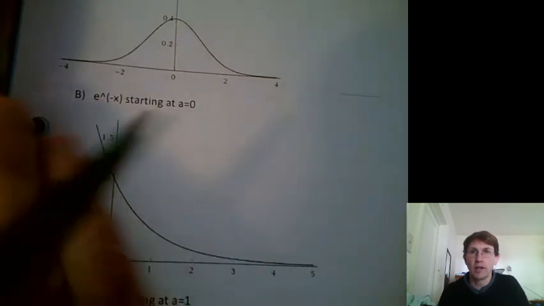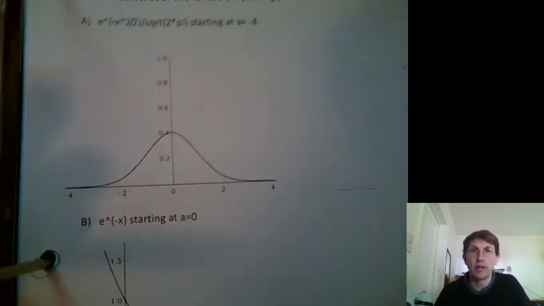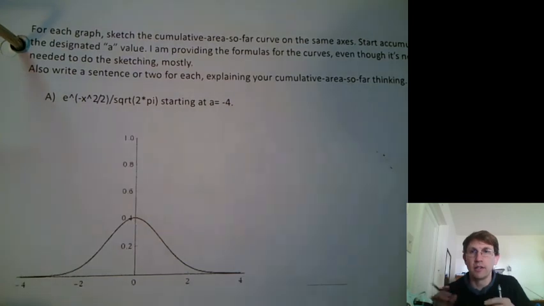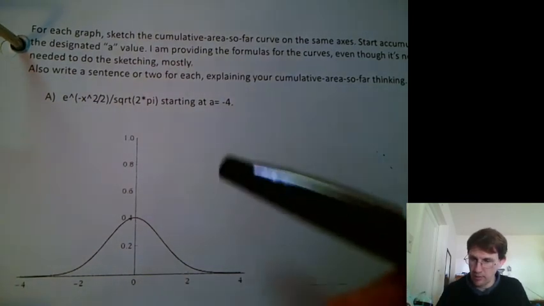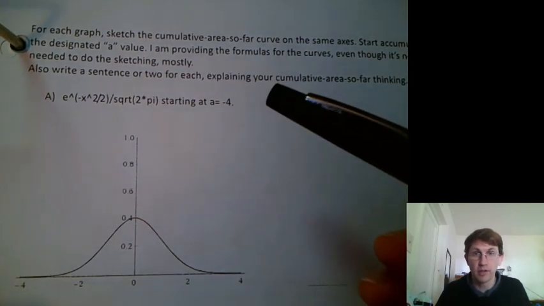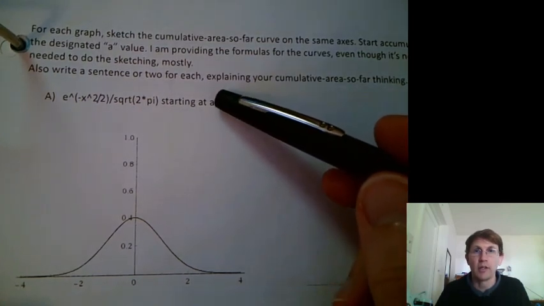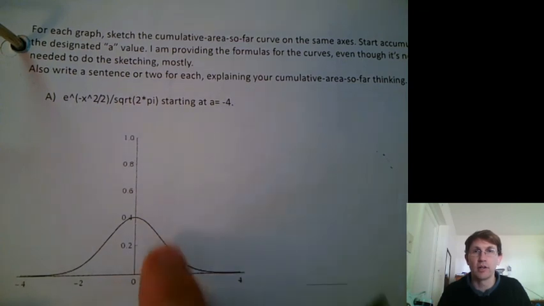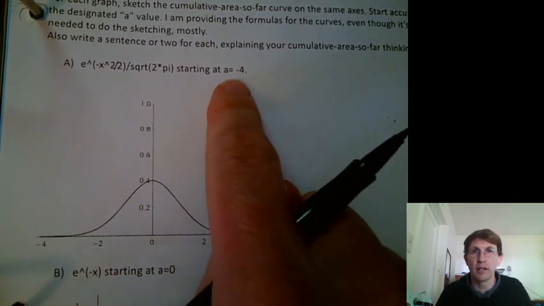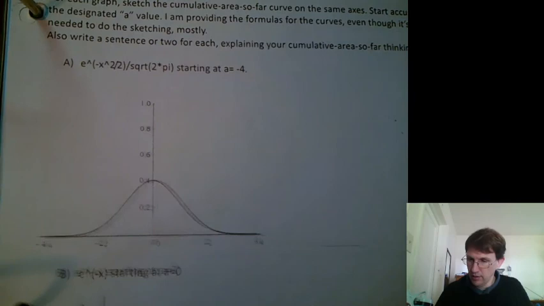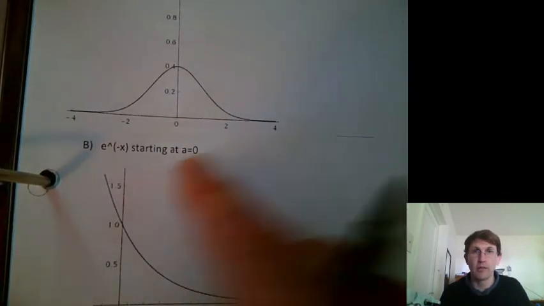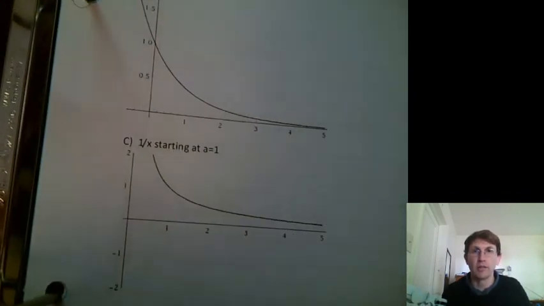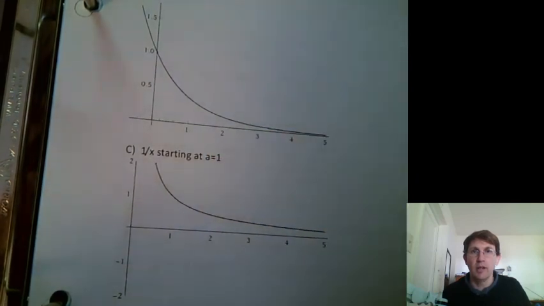I just happen to have some other curves sketched out here that would be good to try. And this is a worksheet that's in the giant file of all homework. It's called the Chapter 5.4 worksheet. I encourage you to go print it out and sketch the cumulative area so far curve for this. Now this is starting at a equals -4. This one I'm saying start at a equals 0, and then this one start at a equals 1. And I'll do kind of an answer key in the next video.